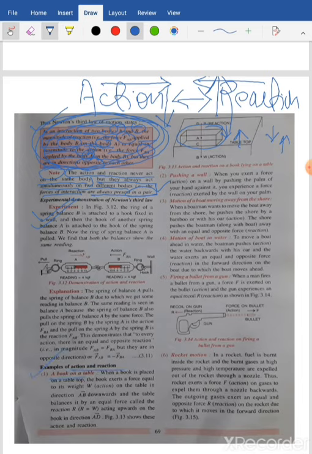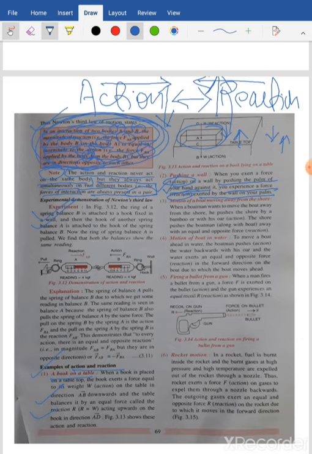Let's see. A book on a table. I have explained that just now. Pushing a wall. When you try to push the wall, you exert a force on the wall. That is your action. By pushing the palm of your hand against it, you experience a force, that is the reaction exerted by the wall on your palm. When you push the wall with your palm, you will feel as if the wall is also pushing you back. So the action done by your palm produces a reaction force by the wall on your hand. This is an example of action and reaction.